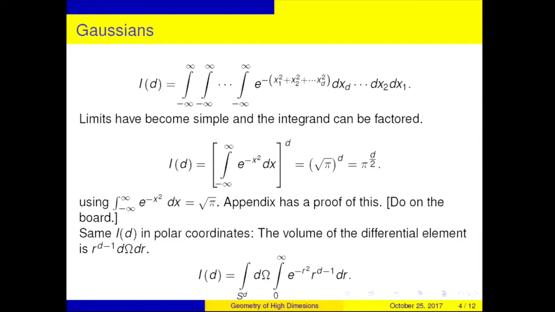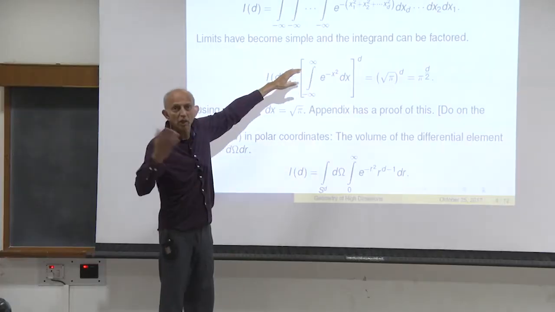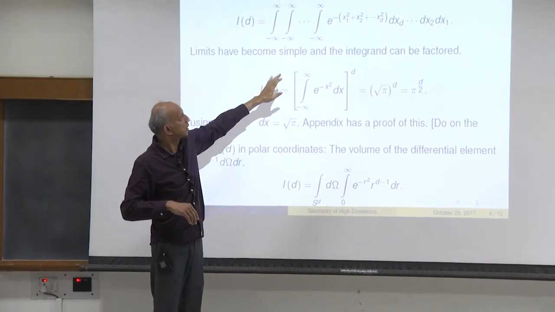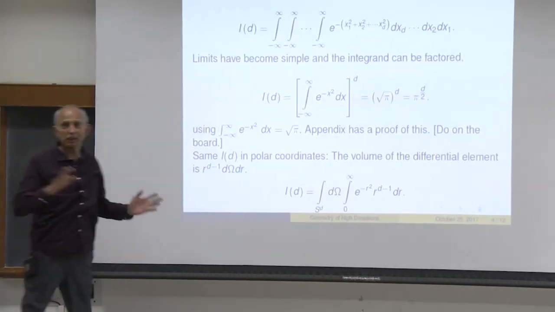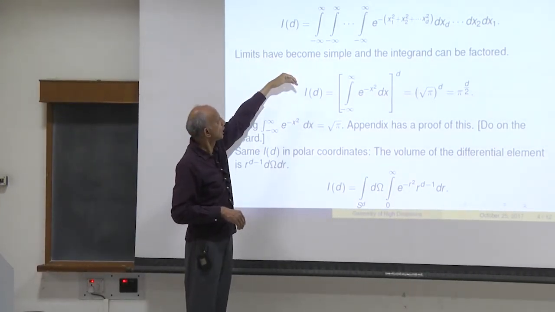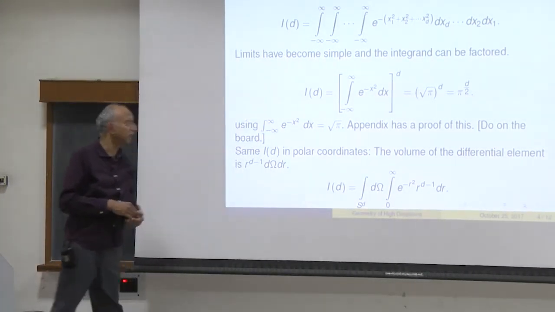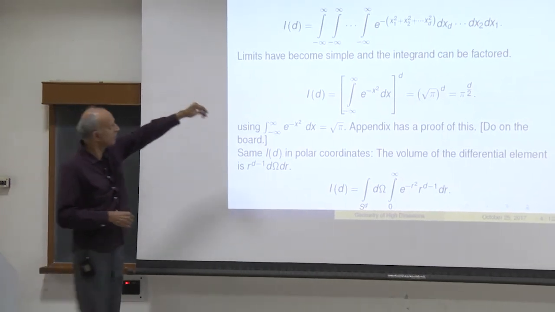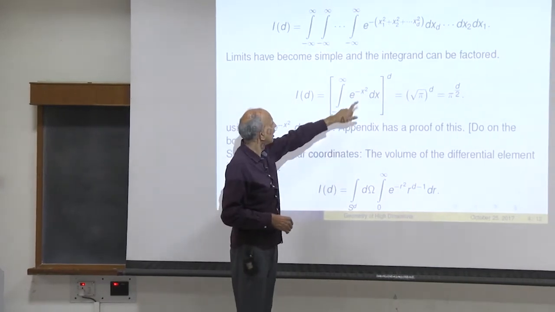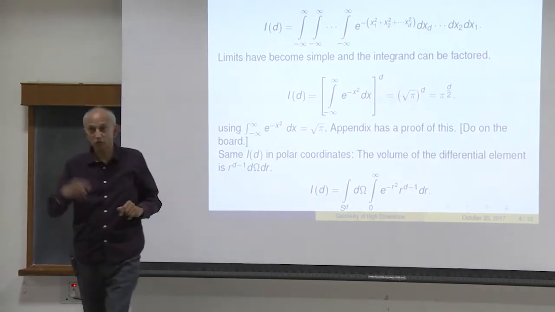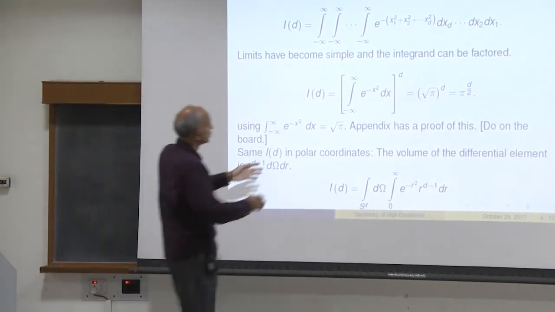So I presume you all know what the Gaussian density is, right? In 1D, it's just e to the minus x squared over 2 if its standard deviation is 1. I've forgotten the 2 here because I don't care about the standard deviation, and I've omitted the normalizing constant. So I'm just going to consider this integral, where the limits are minus infinity to plus infinity. So the limits are simple, so the integrand can be factored. So you get this, and this is root pi.